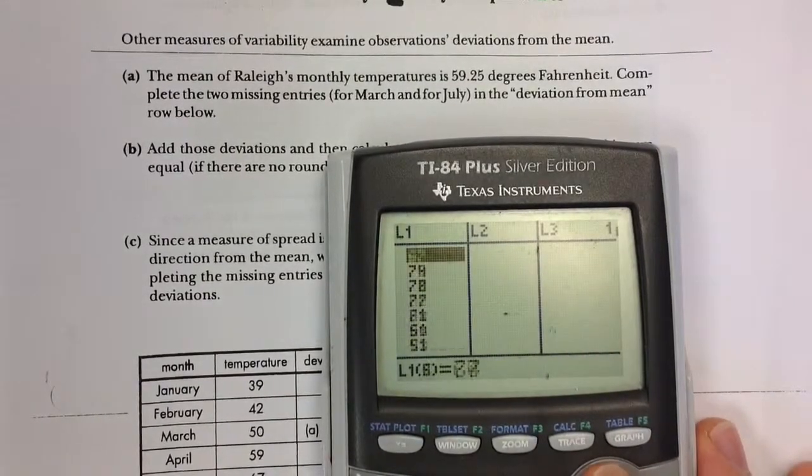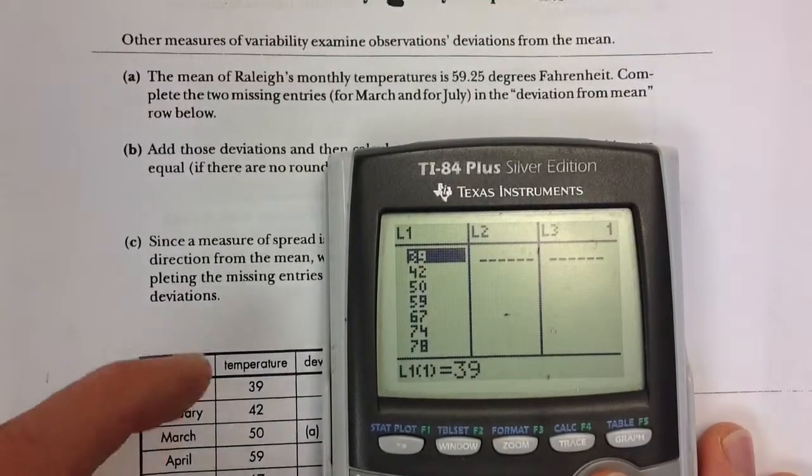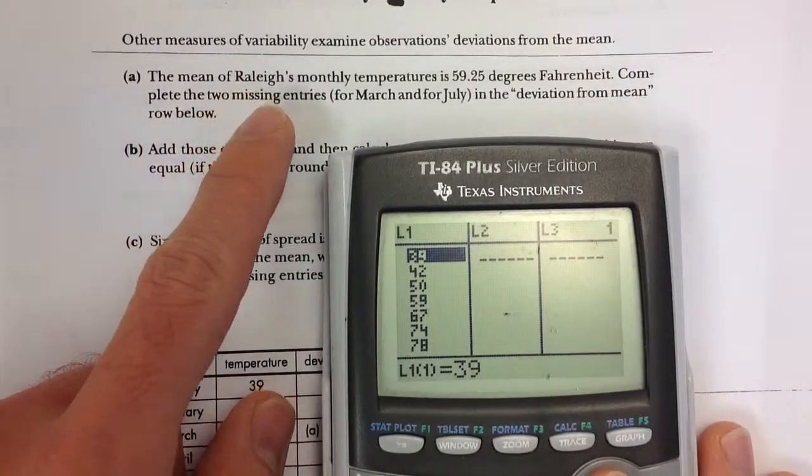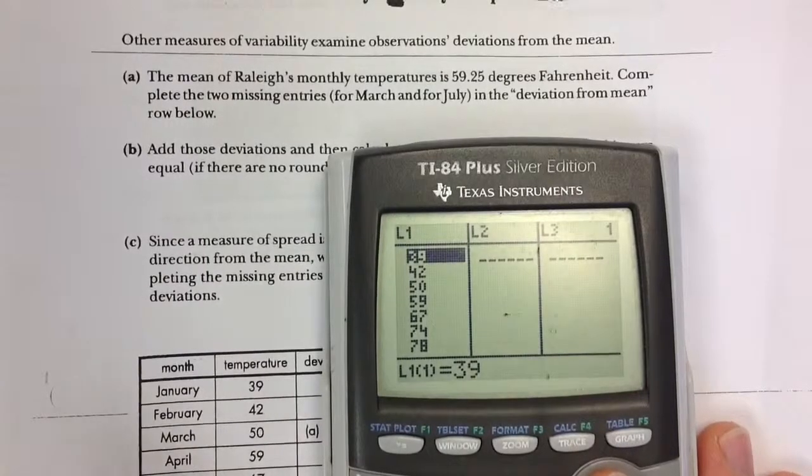So we have the mean monthly temperatures in Raleigh in list 1. Our first question: the mean of Raleigh's monthly temperatures is 59.25 degrees Fahrenheit. Nice, they've done that for us.